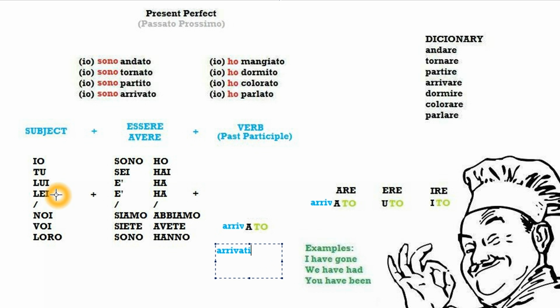So how would you say she has arrived? You would say lei è arrivata, because you need a feminine version of the past participle. How do you say lui è arrivato? Well, with an O, because it's masculine, and so for tu, and so for io.